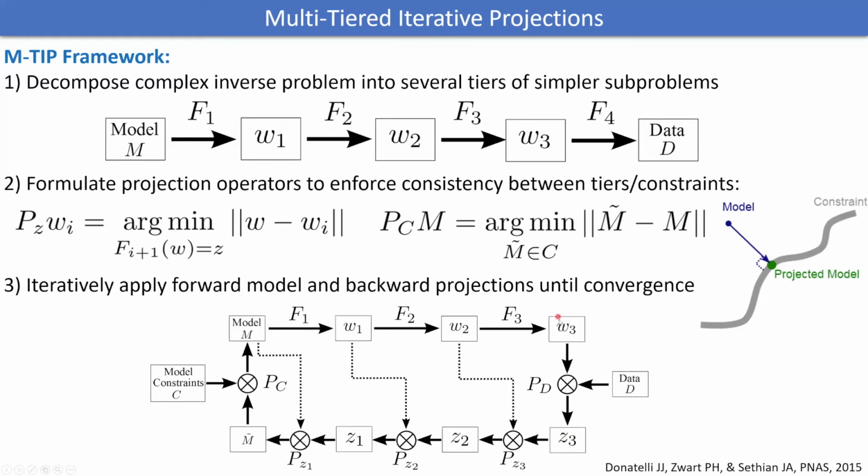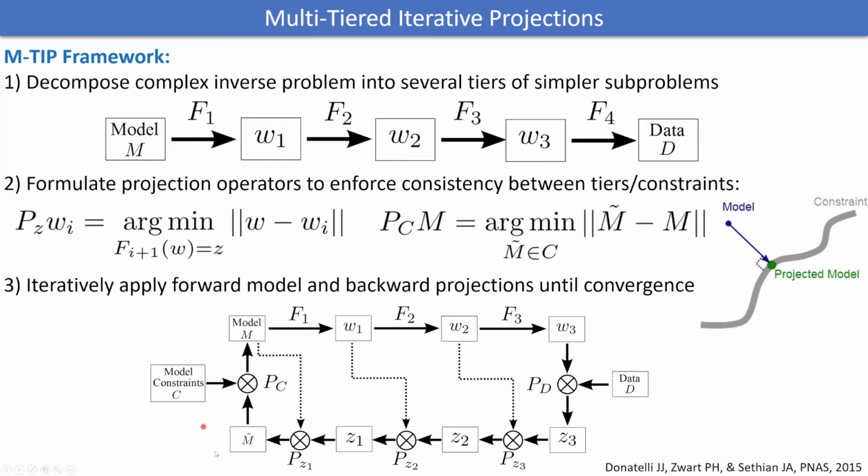So once we project W3 to be consistent with the data, that gives us this Z3 term at the bottom. And then we start going backwards. So now we project W2 to the closest thing that maps up to Z3 through the F3 function. And then we project W1 to the closest thing that maps to Z2. And then we map the previous model to the closest thing that's consistent with Z1.